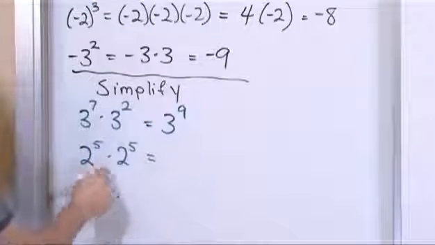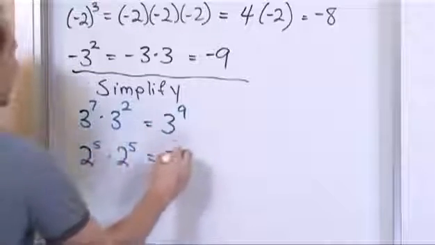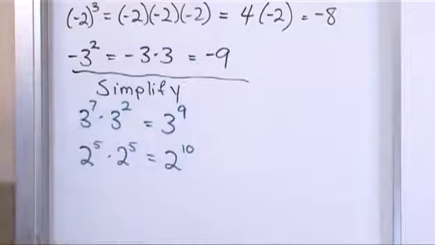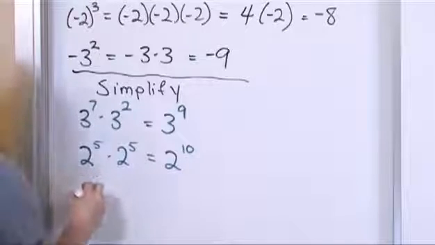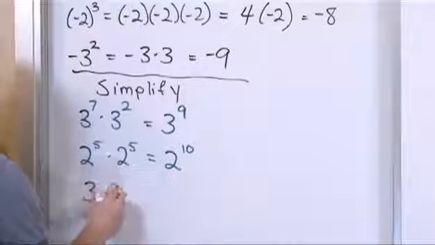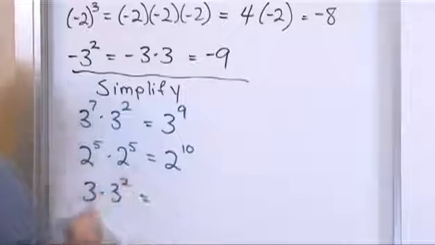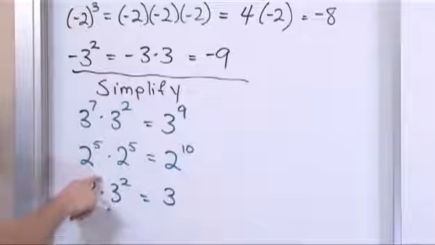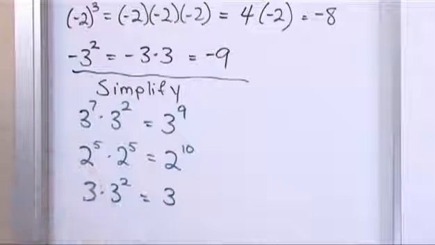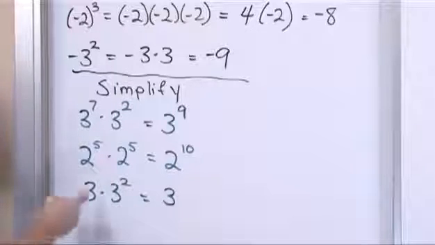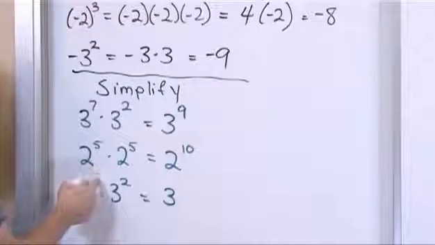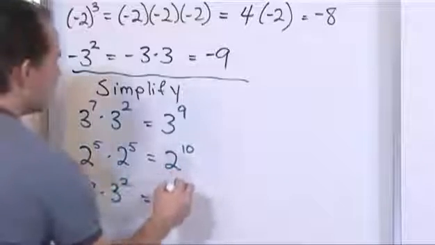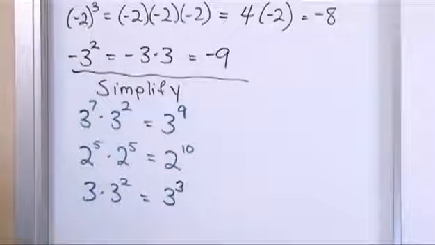What if we had 2 to the power of 5 times 2 to the power of 5? Well, the base is the same, so we just add the exponents. 2 to the power of 10. 5 plus 5 is 10. What if we have 3 multiplied by 3 squared? Well, the base is the same, so 3. And you have to remember that when you have a whole number, you have an implied power of 1 there all the time. So this little invisible 1 added with 2 is going to give us a power of 3.